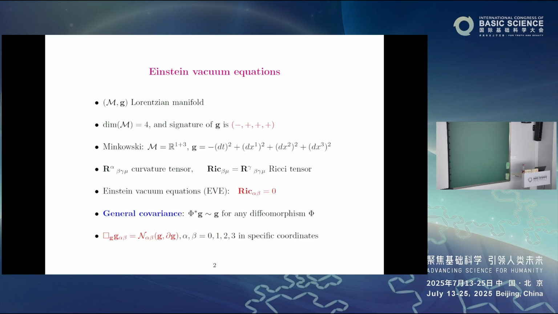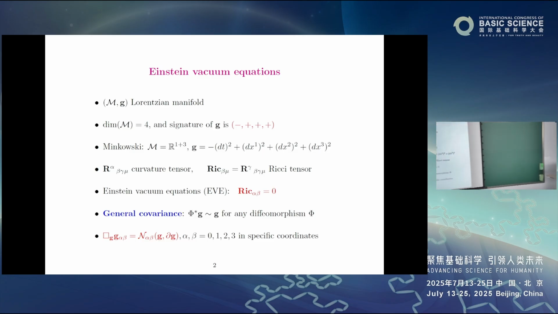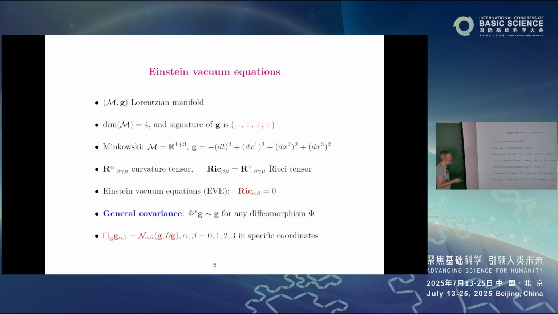And the simplest example, which is not too relevant for this talk, but let me nevertheless give you, is the Minkowski spacetime. That would be the case where the manifold is R^(1+3), and the Minkowski metric is given in Cartesian coordinates by minus dt squared plus dx1 squared plus dx2 squared plus dx3 squared. Okay, so that's the framework of special relativity.